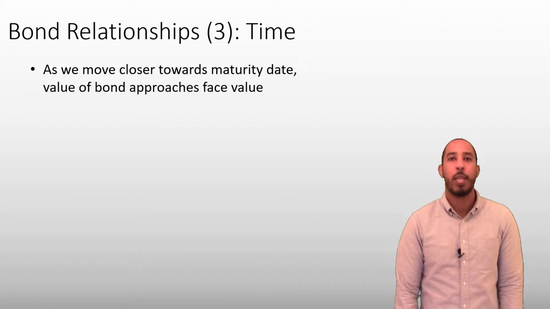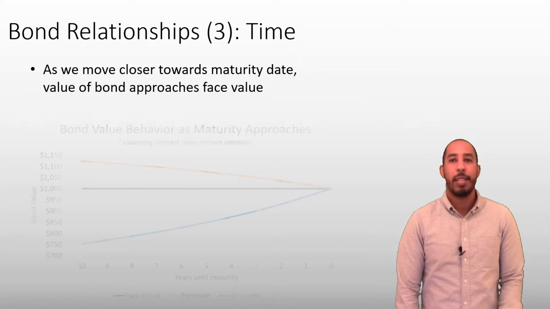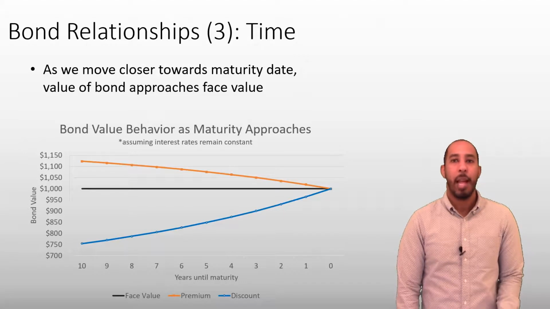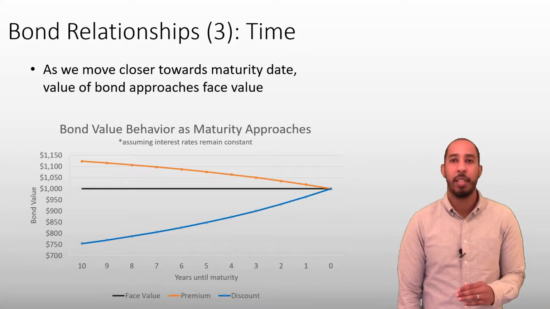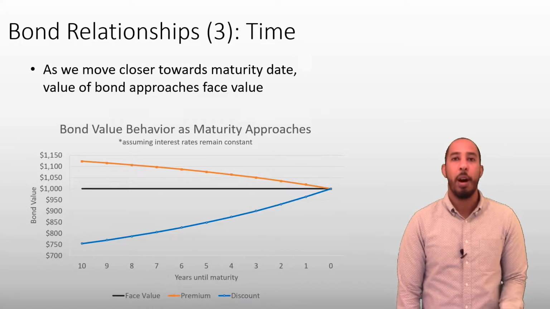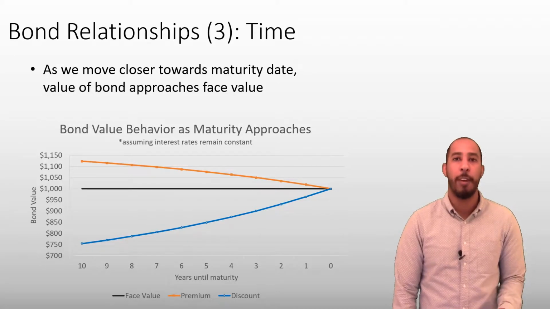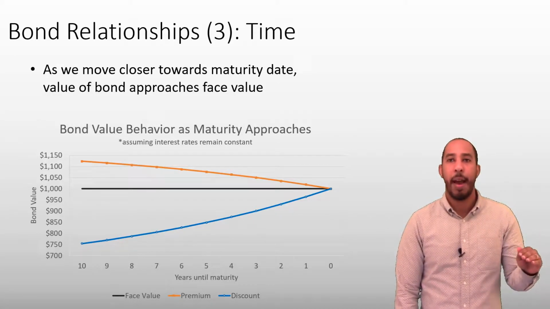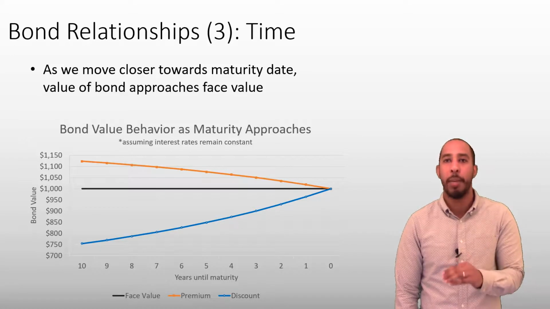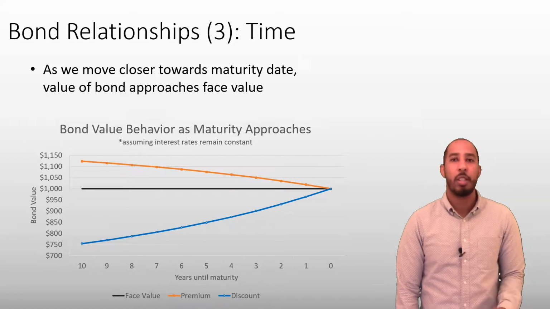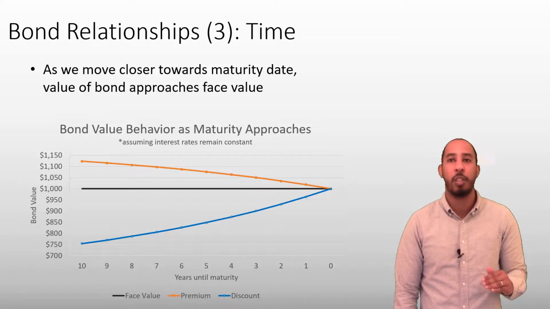It turns out that as we get closer and closer to the maturity date, the bond's value will begin to converge towards the face value. This is demonstrated in the chart here. The black line in the center is the face value of $1,000. We can see the premium bond in orange, which has a current value greater than the face value, gradually decline in value until it equals the face value at maturity. We see a similar story for the blue line. This discount bond gradually increases in value until it equals the face value at maturity.